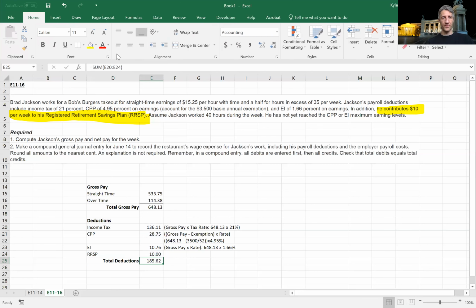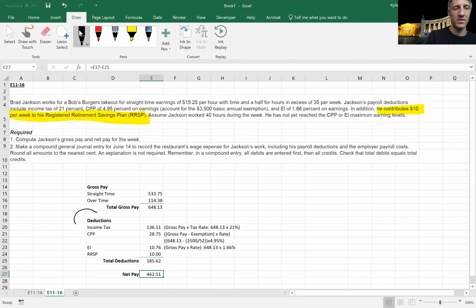Total deductions. Okay, so we have our total gross pay and our total deductions, so the net pay to the employee is going to be the difference between these two. Net pay is the gross pay less the deductions, so $462.51. Just a quick comment about all of these deductions: these are the employee's responsibility. The employee has to pay them. The employer just withholds it and remits it on their behalf.